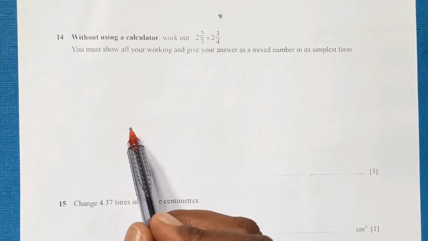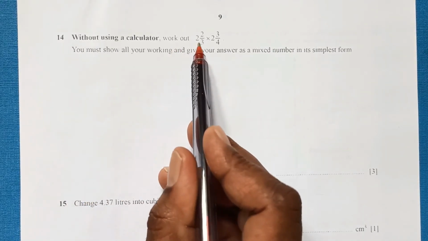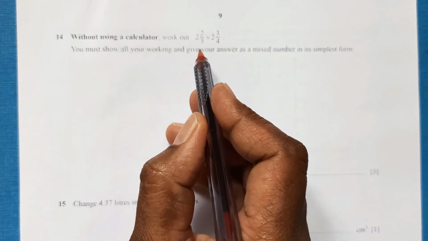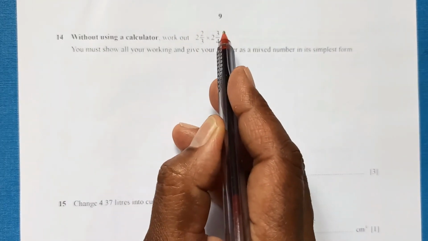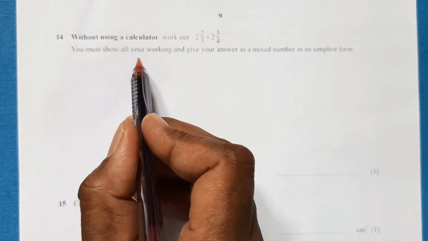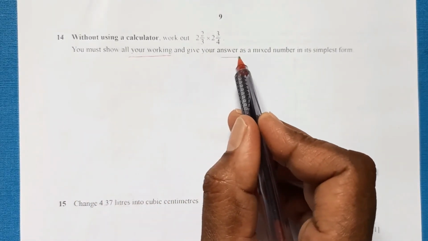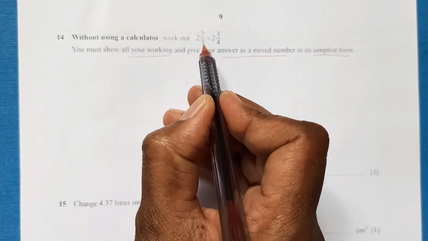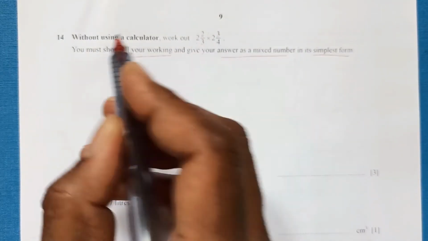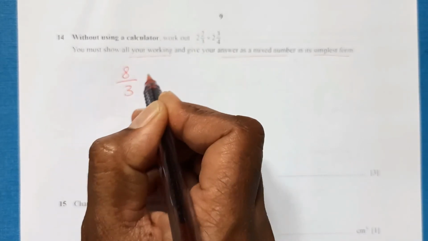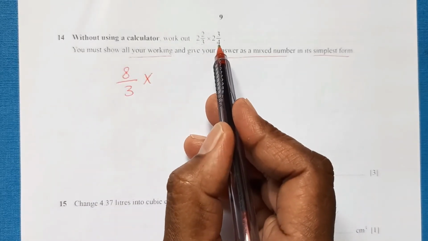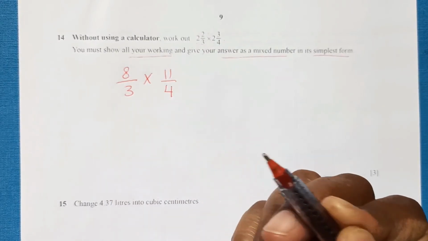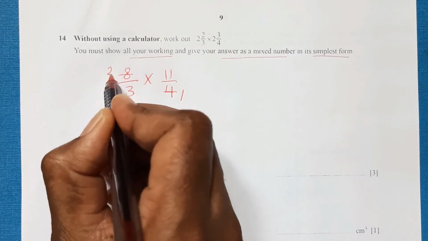Question 14. Without using a calculator, work out 2 2/3 times 2 3/4. So first we need to convert them into mixed fractions. You must show all your working and give your answer as a mixed fraction in its simplest form. So 3 times 2 is 6, 6 plus 2 is 8. So this will be 8 over 3 times. Now convert this. 4 times 2 is 8, 8 plus 3 is 11 over 4. Now we can see we can simplify here.